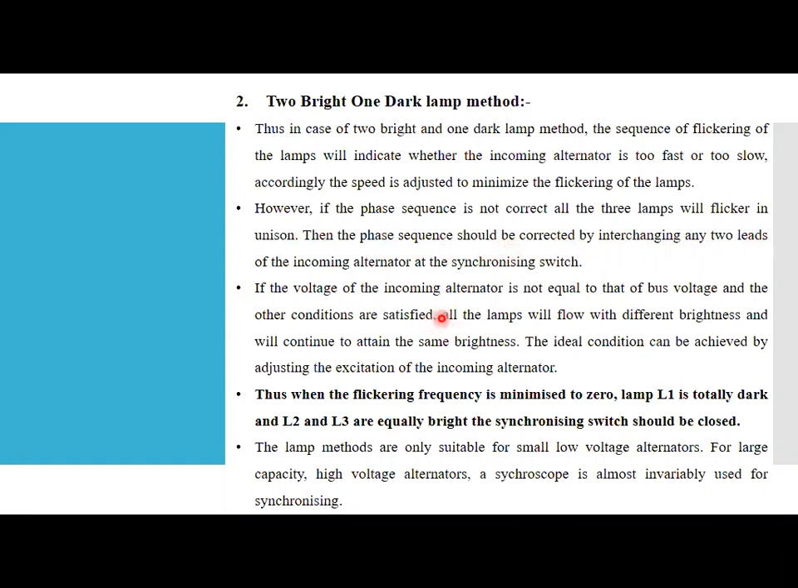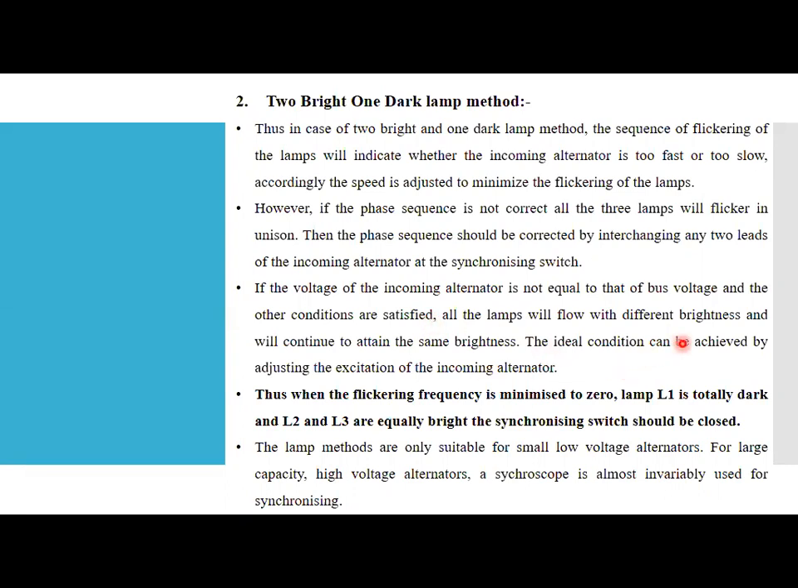And the third case, suppose the voltage is not the same. So you can say the voltage of the incoming alternator is not equal to the bus voltage, and all the others are the same. Then what do we have to do? We have to change the excitation to increase or decrease the voltage.